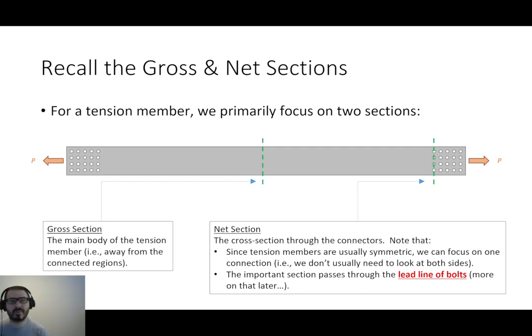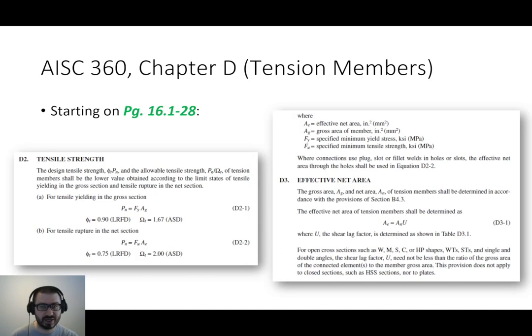And then remember, I had said earlier that the important section is the one that passes through the lead line of bolts. So we really didn't talk about that a lot in detail with grid-like connections. Obviously, that was very important with staggered connections. So hopefully by now, after our discussion of parallel bolted connections and staggered connections, we have a better understanding of what we mean by the lead line of bolts, as well as the gross section and the net section in general.